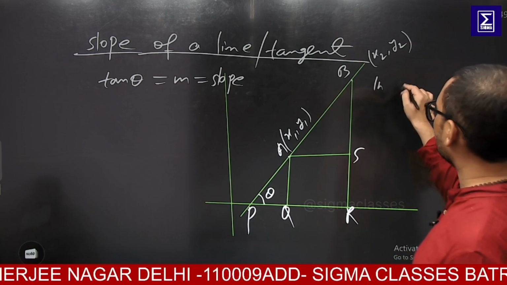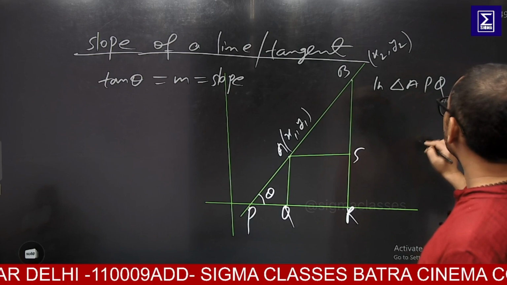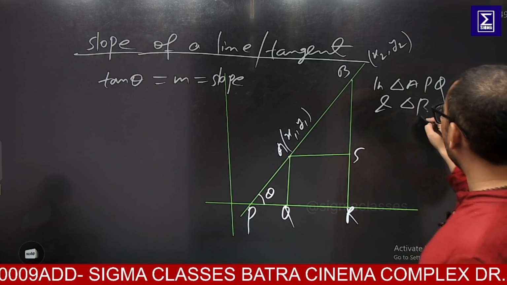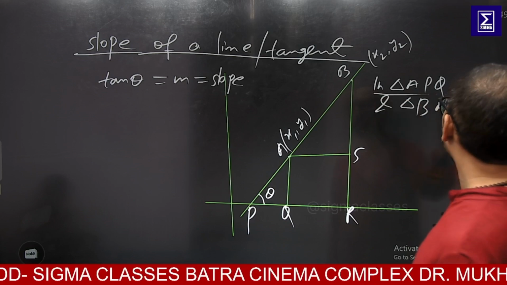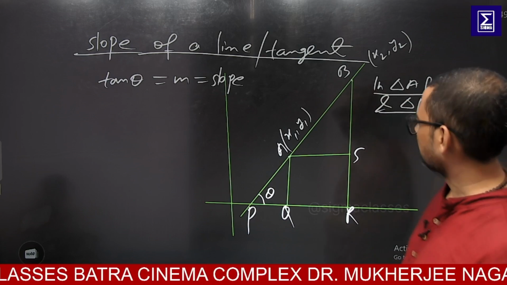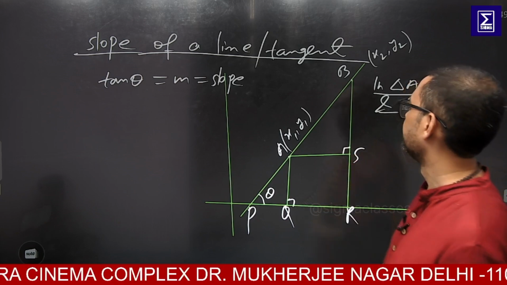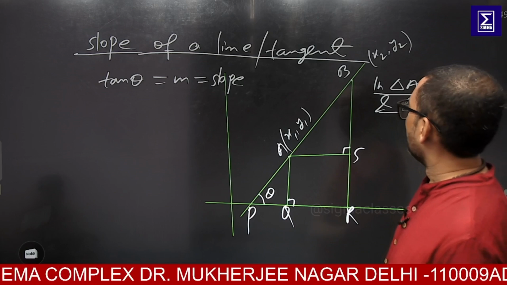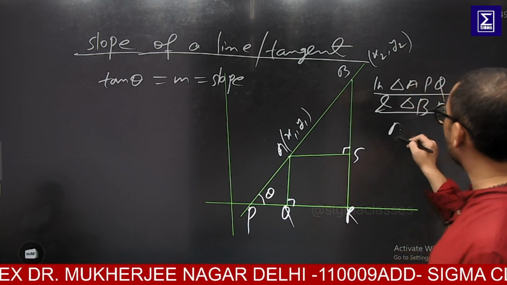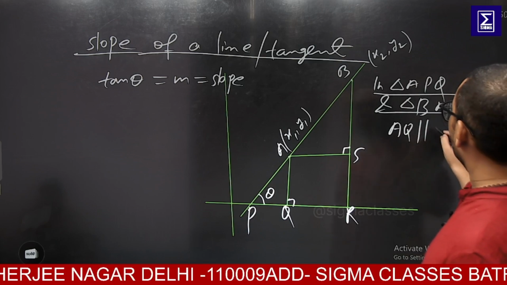इन triangle APQ and triangle BAS. अगर इन दोनों triangle को आप देखोगे तो this is 90 degrees, this is also 90 degrees. Now these two lines, AQ is parallel to BR.